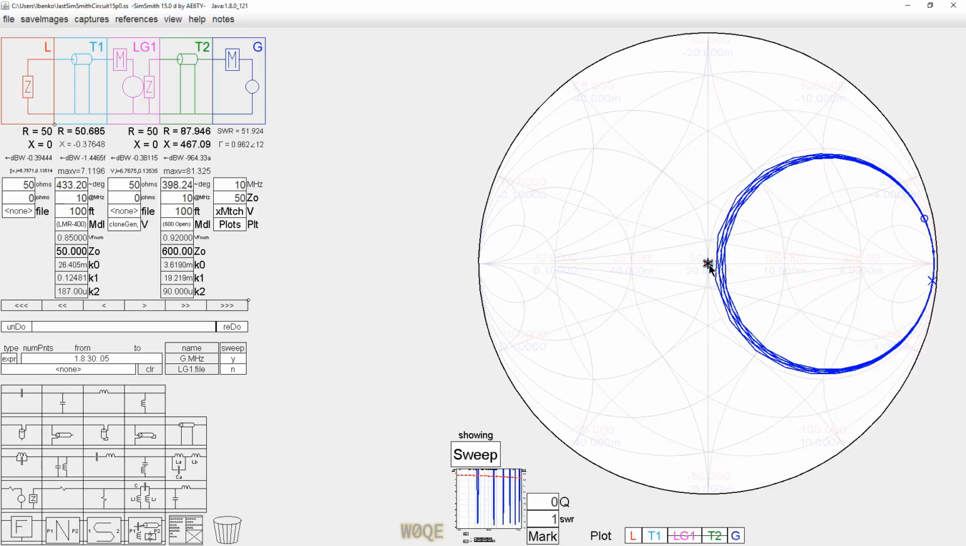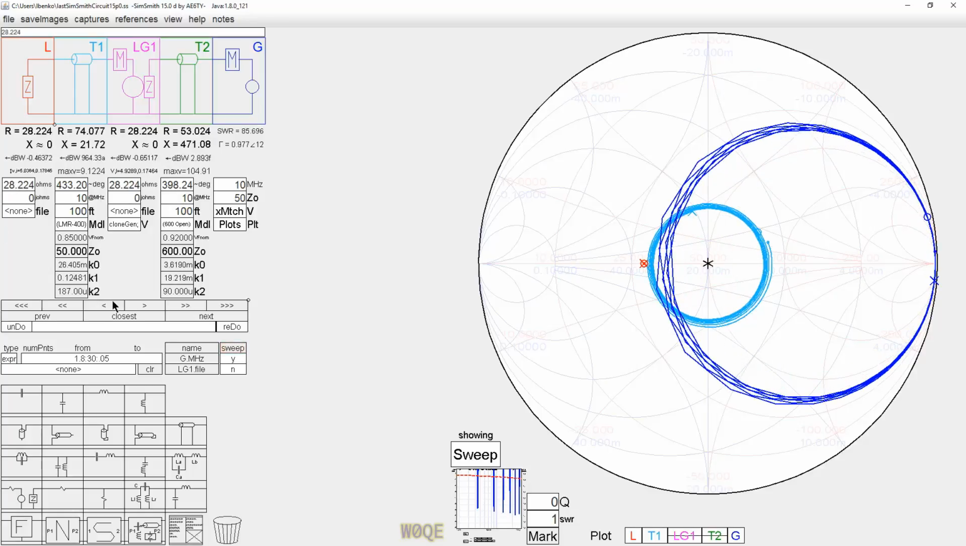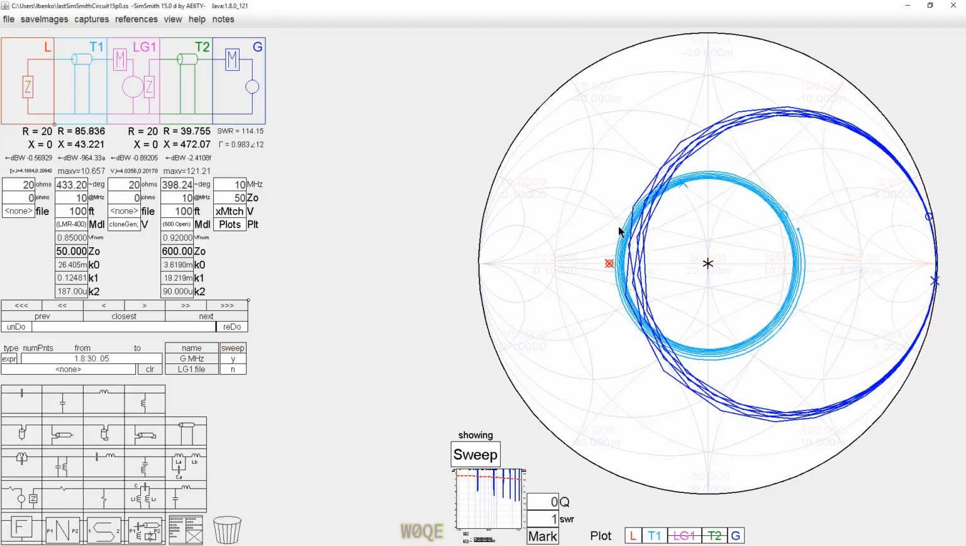And T1 looks really small. Okay. There we go. That's a little more reasonable. And basically what we've got here, let me change this to something like this. Say with a 20 ohm load here, the coax has a 2.5 to 1 SWR. The 600 ohm line is running with a 30 to 1 SWR. And, you know, it is what it is.